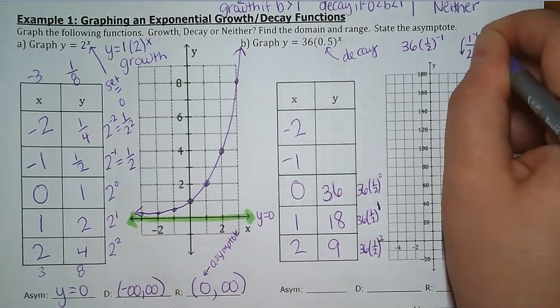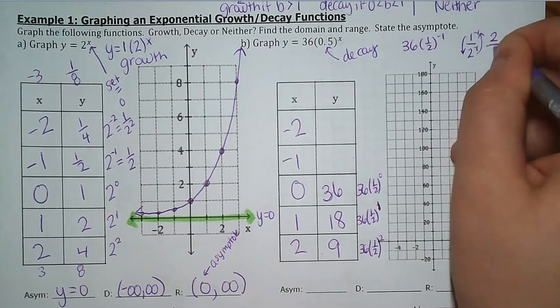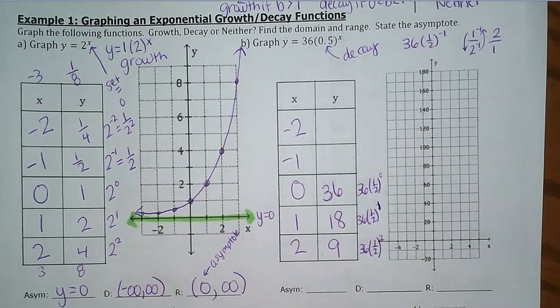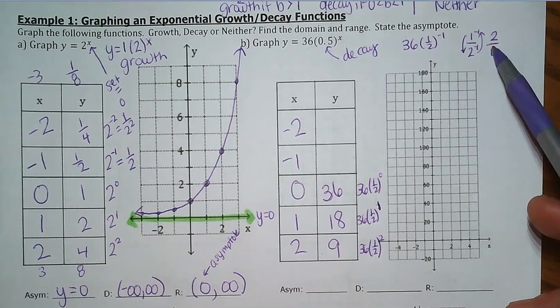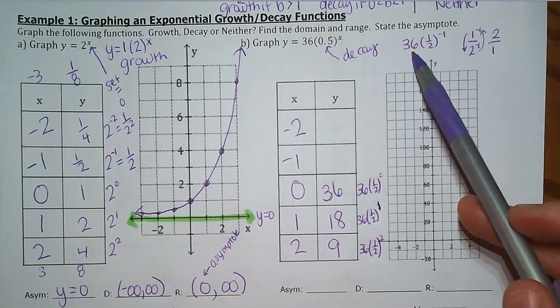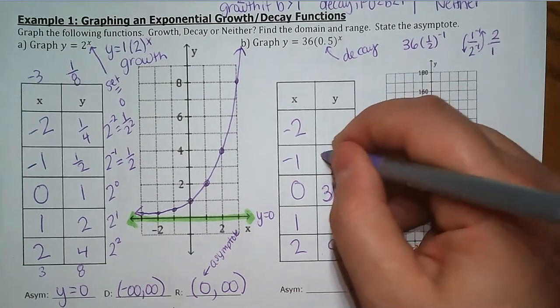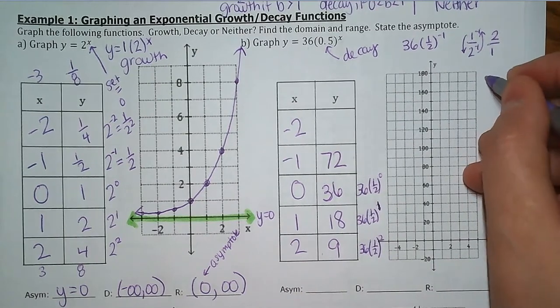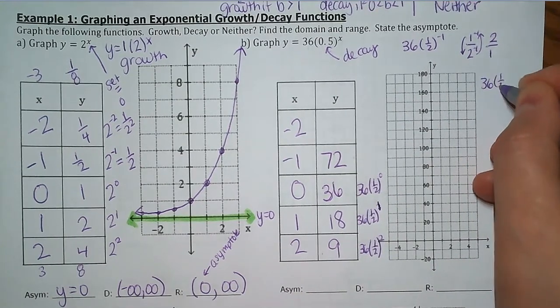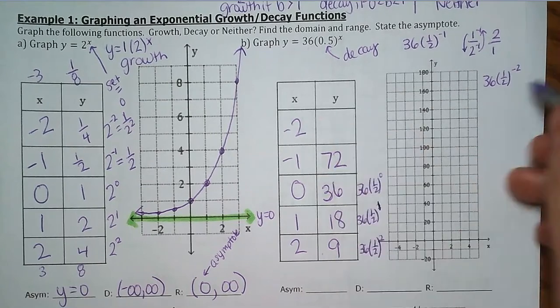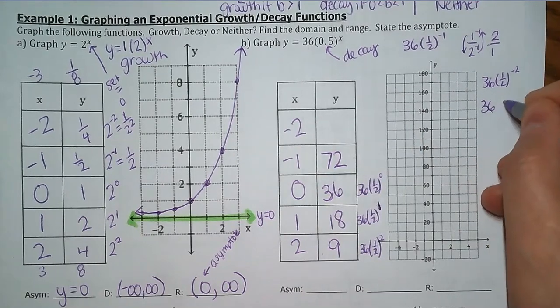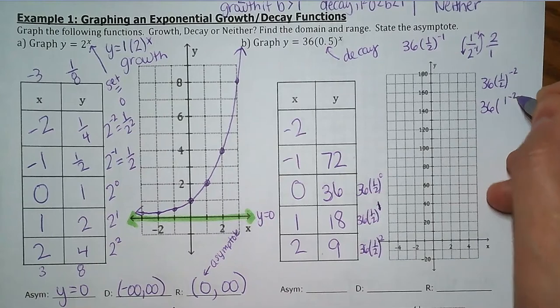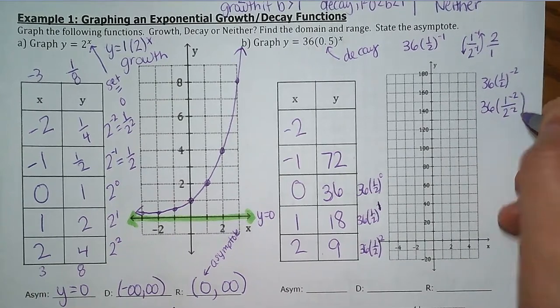These would actually trade places, so I would turn that 1 to the -1/2 power into 2. So I'm actually taking 36 and multiplying it by 2. So that's why that number is going to be much larger. If I do 36 times 1/2 to the -2 power, which we would do next, this would be 36 times 1 to the -2 over 2 to the -2.